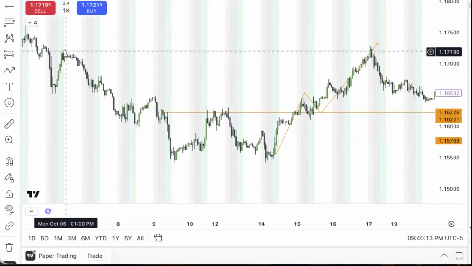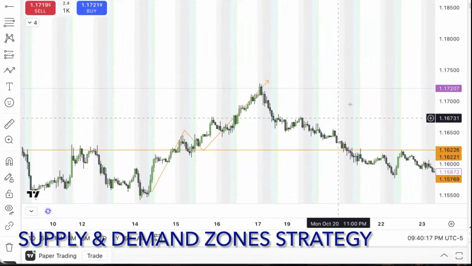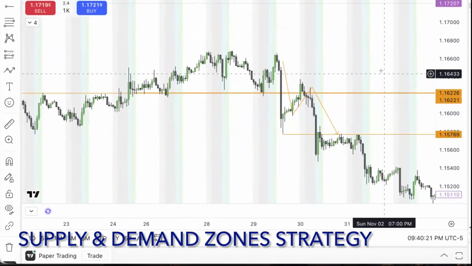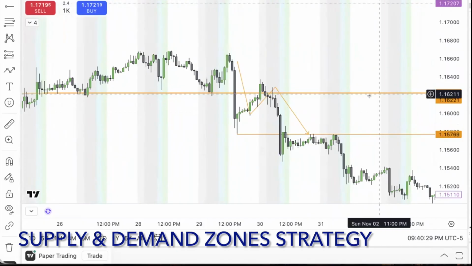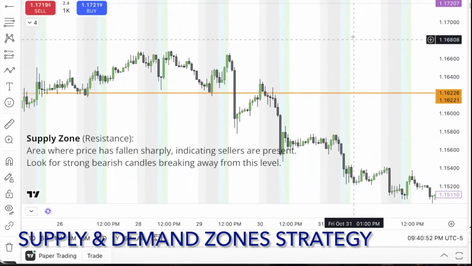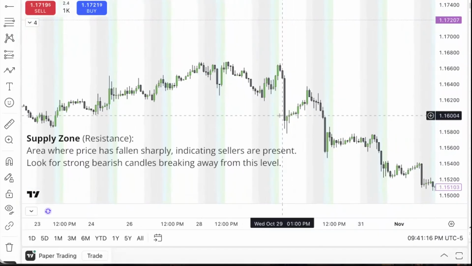All right, and the second type of strategy is supply and demand. And I find that you can often pair supply and demand. Once you get better, you can pair the supply and demand strategy with break and retest. But right now we're going to focus on just supply and demand. And this focuses on zones where price has previously reacted strongly. Right here we can see that price moved away from this zone aggressively.